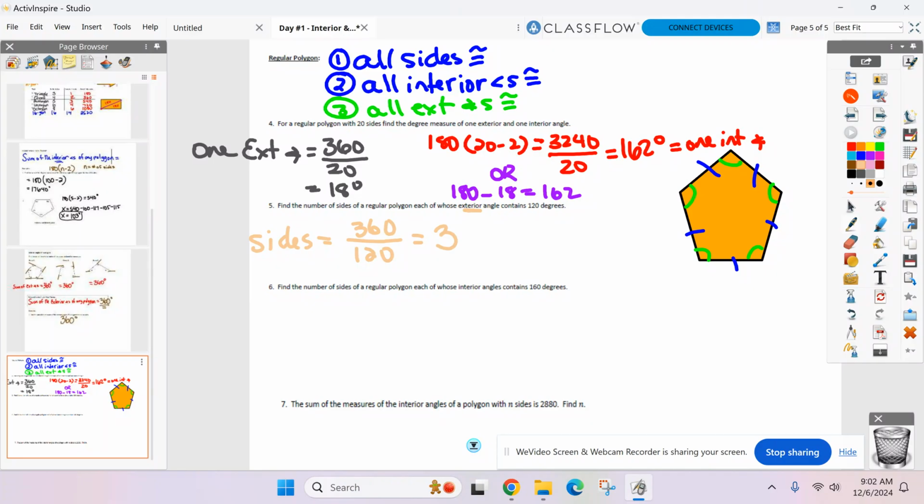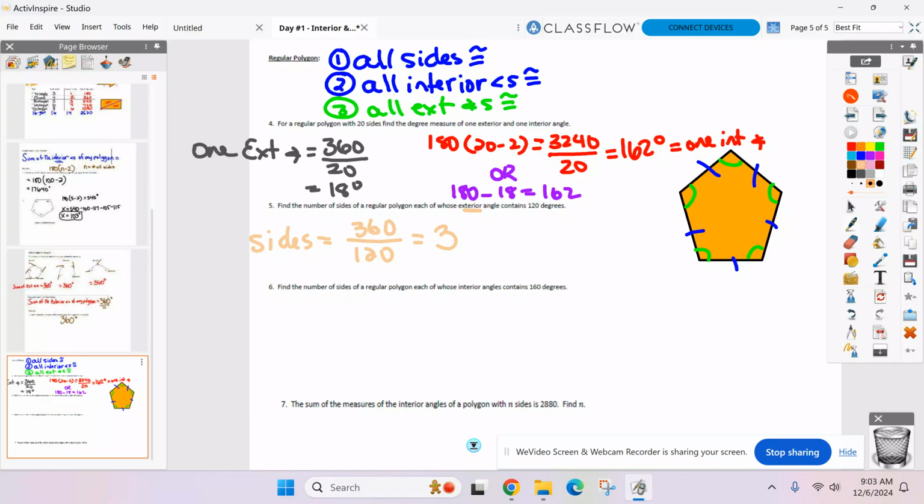Oh, my heart melts. It is a triangle. Can we get more detail? If it's a regular polygon, equilateral triangle. There we go. That's what I'm looking for. Details.